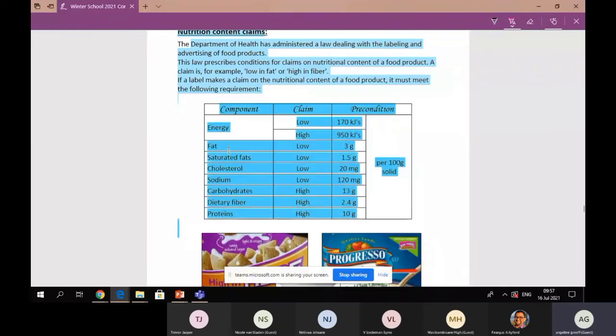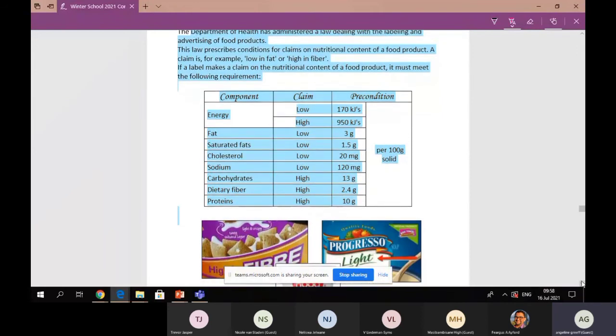And then when we have a look at fat, 3 grams per 100 gram and less, 3 grams and less per 100 grams. Saturated fats, if they want to say it's low in saturated fats, it must be 1.5 grams and lower. And then with cholesterol, okay, there you can see cholesterol, there you can see sodium, right? And then high in carbohydrates must be 13 or above, dietary fiber 2.4 grams or above, and proteins 10 grams or above.